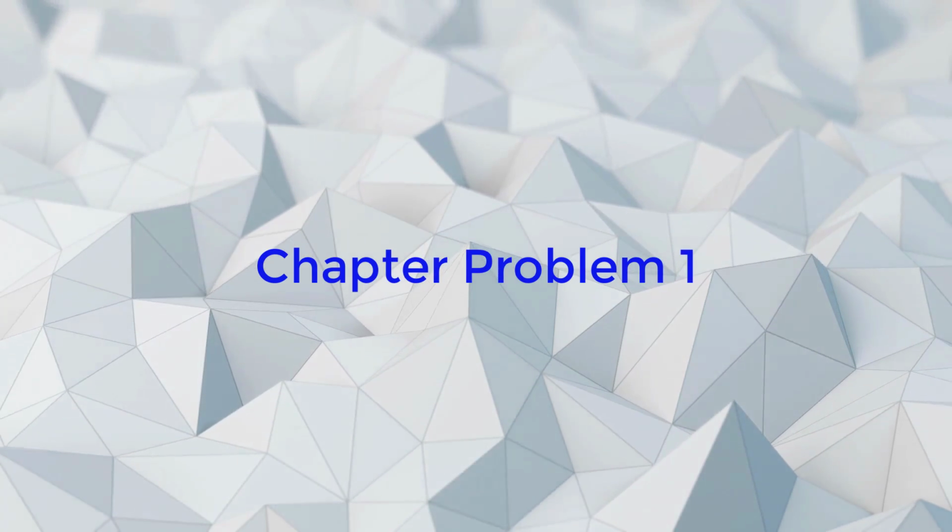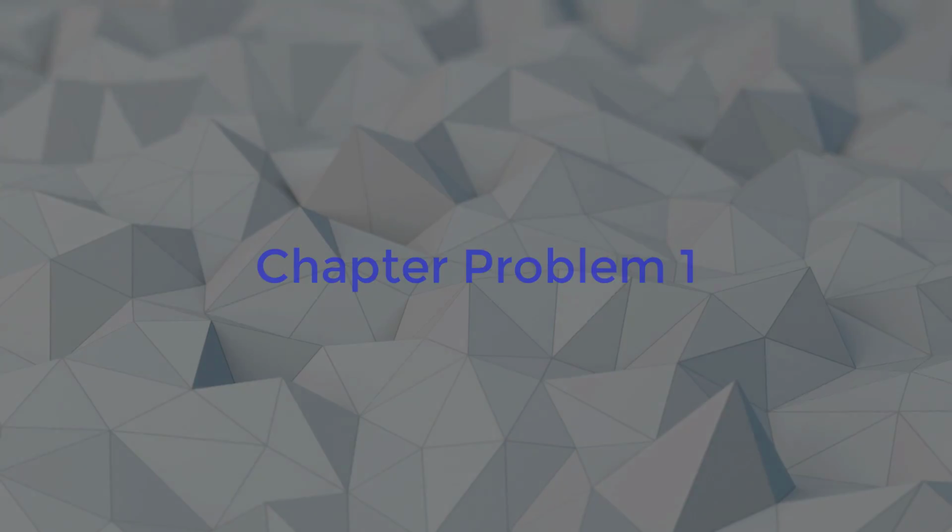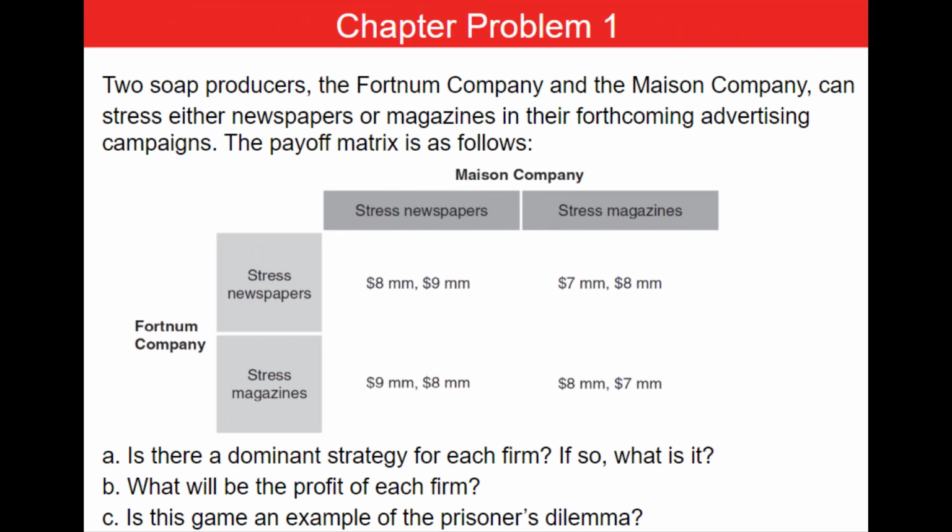Okay, let's tackle chapter problem 1. Two soap producers, the Fortnum Company and the Mason Company, can stress either newspapers or magazines in their following advertising campaigns. The payoff matrix is as follows. So you're given a simultaneous game, right, where two players take action at the same time. The number on the left will be the payoff for the row player, Fortnum, and the number on the right in each cell is the payoff for the column player, who is Mason Company.